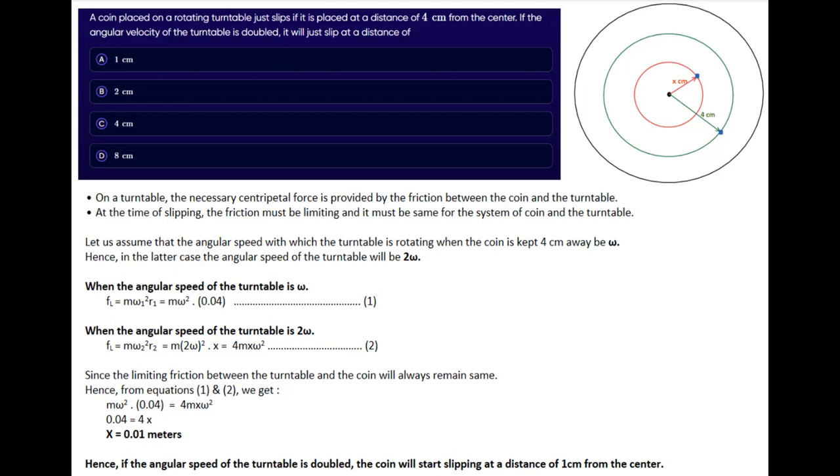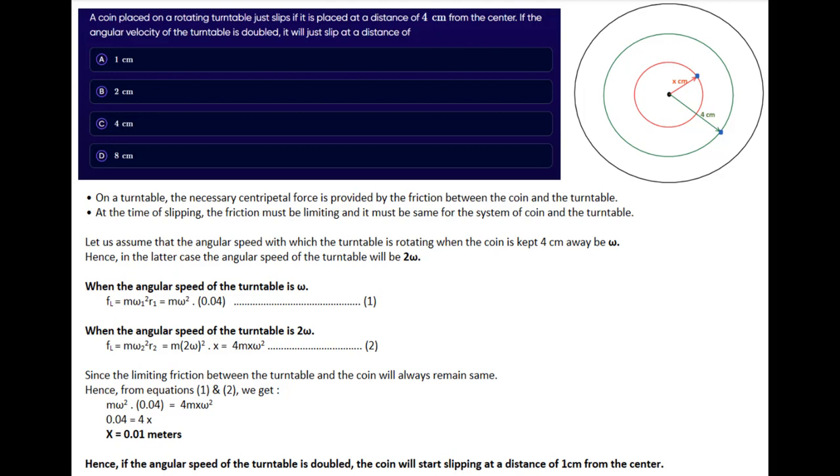So here first we need to understand that this question does not only have the concept of circular motion in it, it also will require the basic concepts of friction. So the first two basic concepts that we are going to need to solve this problem are mentioned in the first two bullet points. On a turntable, the necessary centripetal force is provided by the friction between the coin and the turntable. That is the first and the foremost important statement of the question. What will provide the necessary centripetal force for the circular motion to happen? This is the first basic concept.